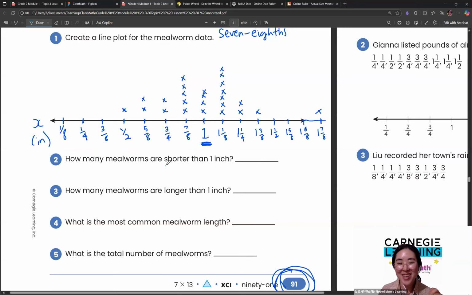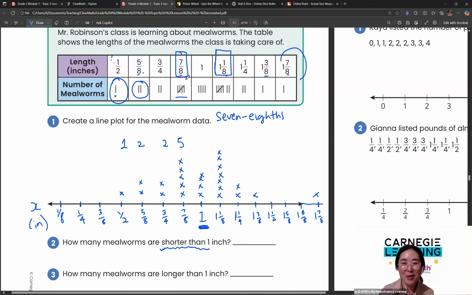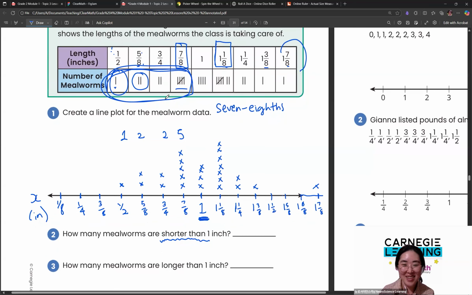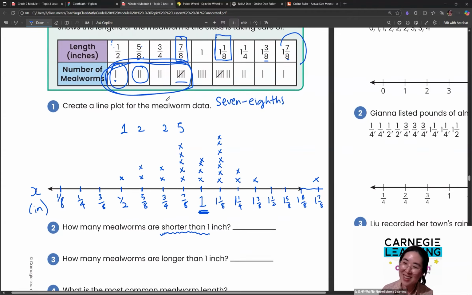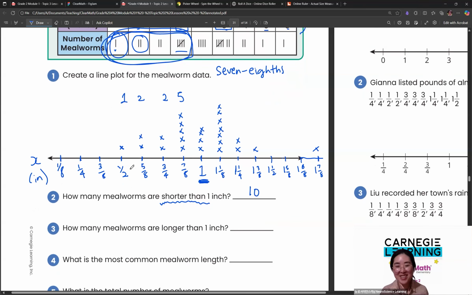Oh, try again. We're only looking at mealworms shorter than 1 inch. So we have to add 5, 2, 2, 1. We have to count all the X's. Yeah. So I hid the table from you. We have to count all of these. 9. 10. Yeah, it's 10. 10 mealworms. There's 5 here, 2 here, 2 here, 1. Right? Yeah. Nice. You got it.